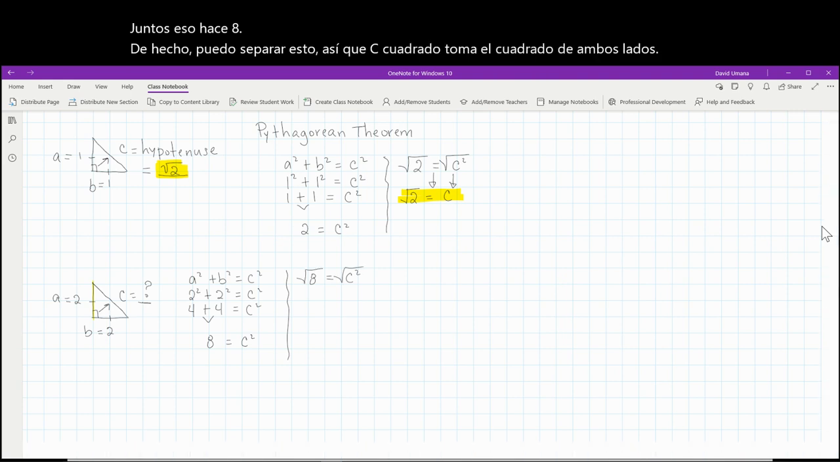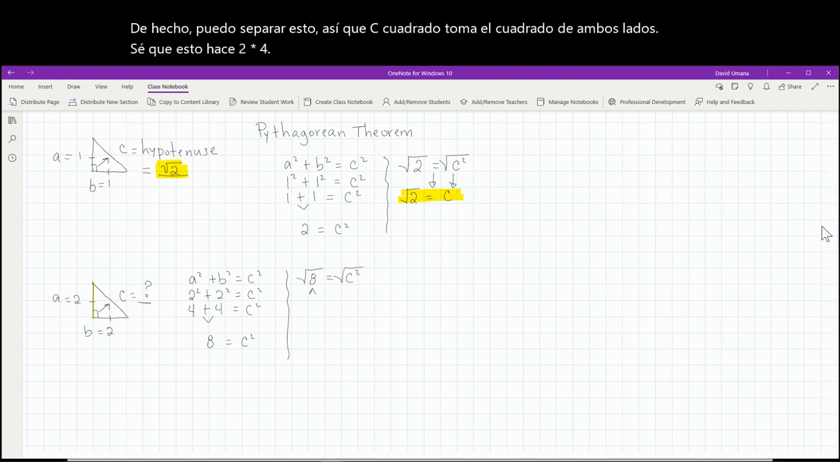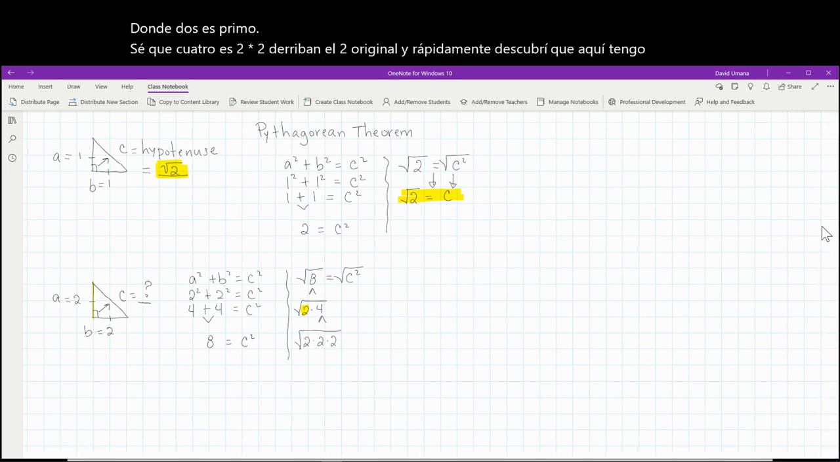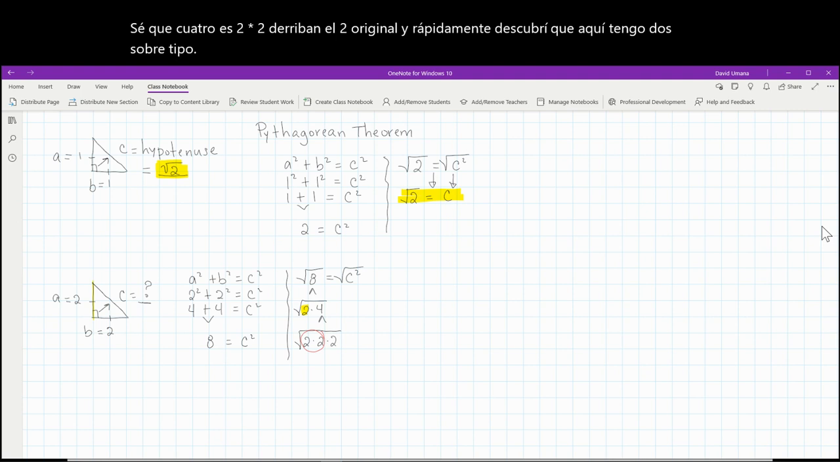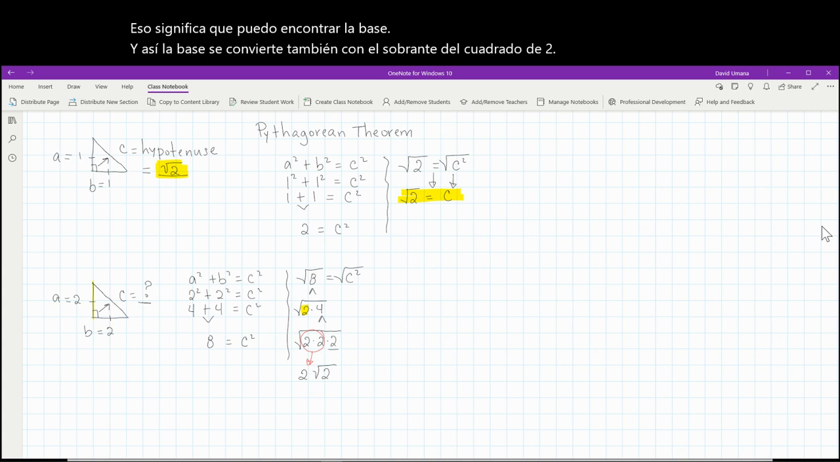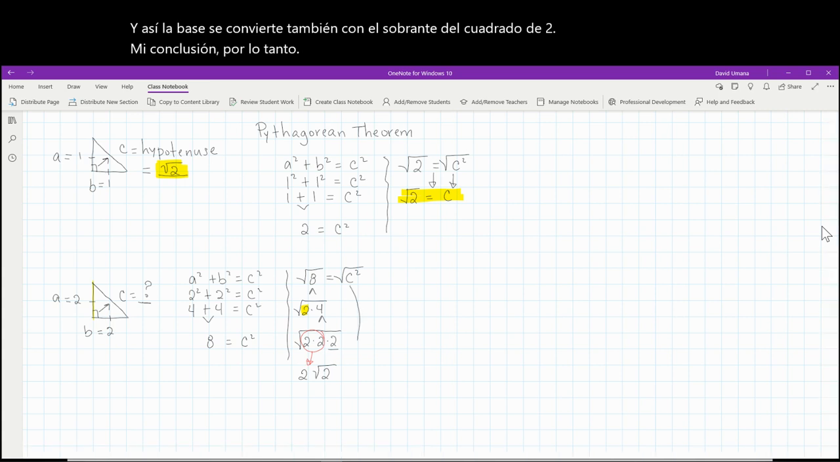I know that this makes 2 times 4, where 2 is prime. I know that 4 is 2 times 2, bring down the original 2. And I quickly discovered that in here I have 2 of a kind. That means I can find the base. And so the base becomes 2 with a leftover of square root of 2. My conclusion, therefore, is that c must now be 2 times the square root of 2.